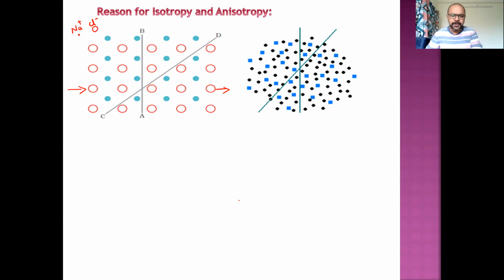Density also should be different in different directions. That's as simple as that. When density is different, all related properties also will be different in different directions. Thus, the definite geometry is the root cause of anisotropy in crystalline solids.